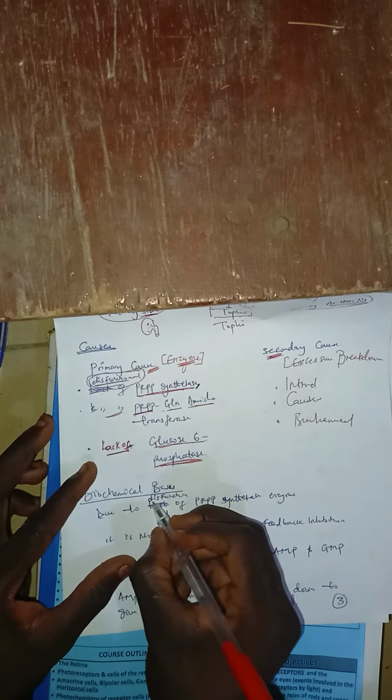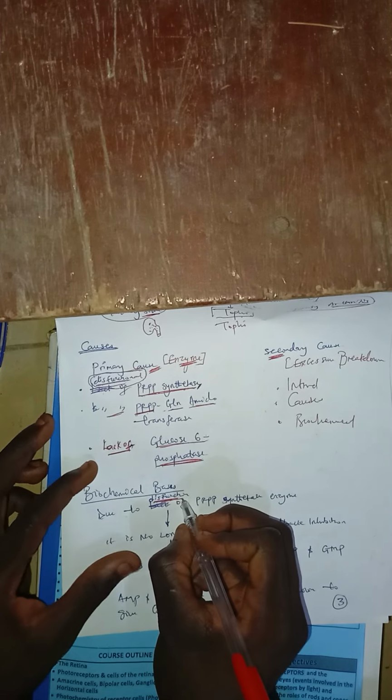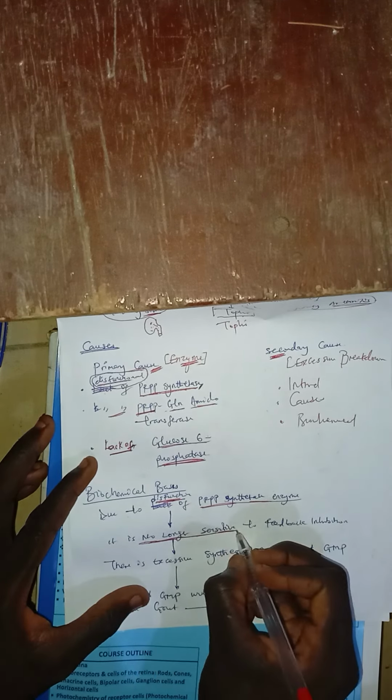Due to a dysfunctional PRPP synthetase enzyme, the enzyme is no longer what? Sensitive. It's no longer sensitive to what? To feedback inhibition. So even if those things are going back to inhibit it, they can't inhibit the enzyme again. So the enzyme will keep on functioning like that.